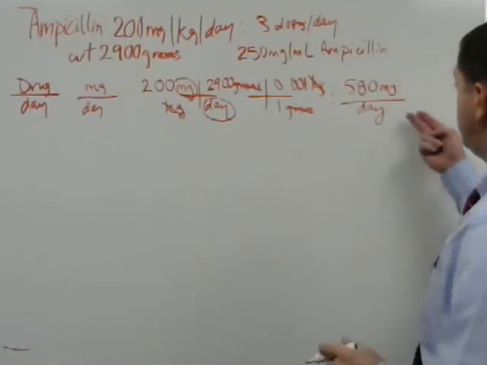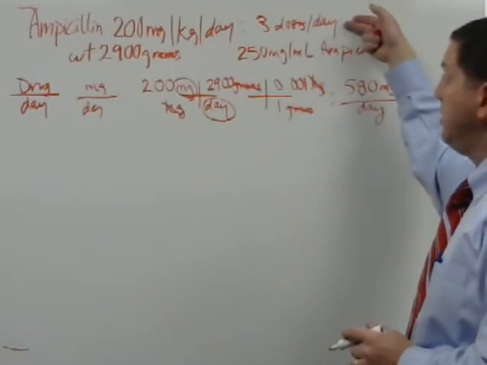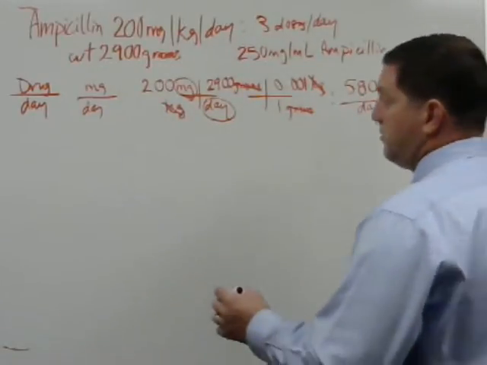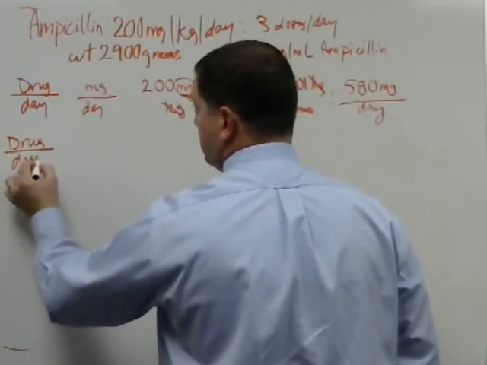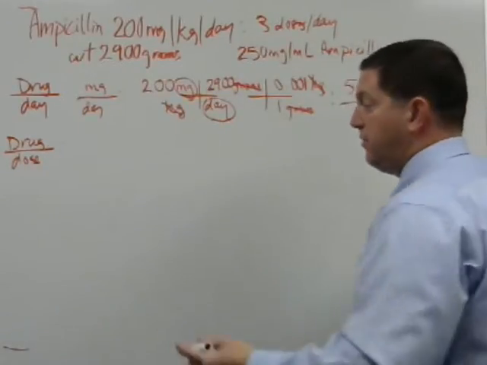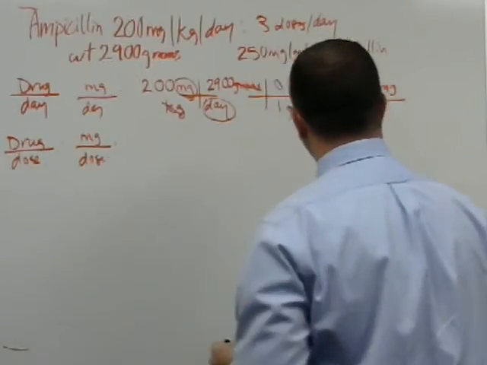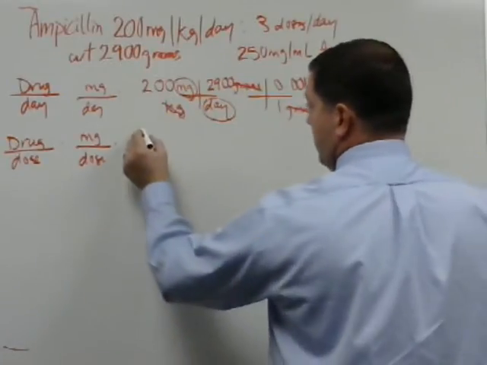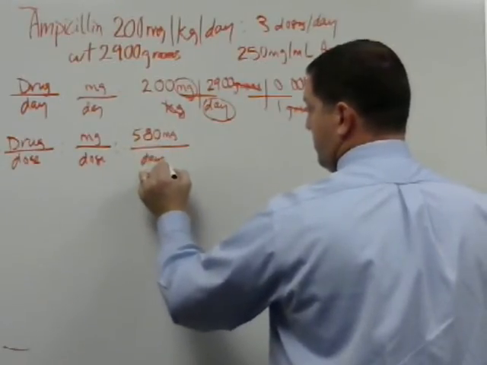This is per day, but the doctor ordered this drug to be given 3 times a day, or this much divided into 3 doses every 8 hours. So now I need to decide how much drug per dose. Again, I find out what I'm solving for: milligrams per dose. I know I have milligrams per day, so let's bring that down. I have 580 milligrams per day.